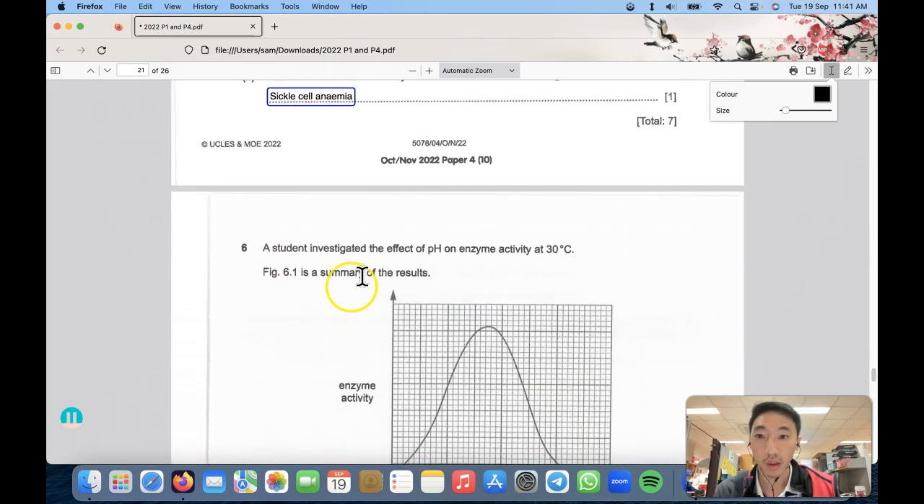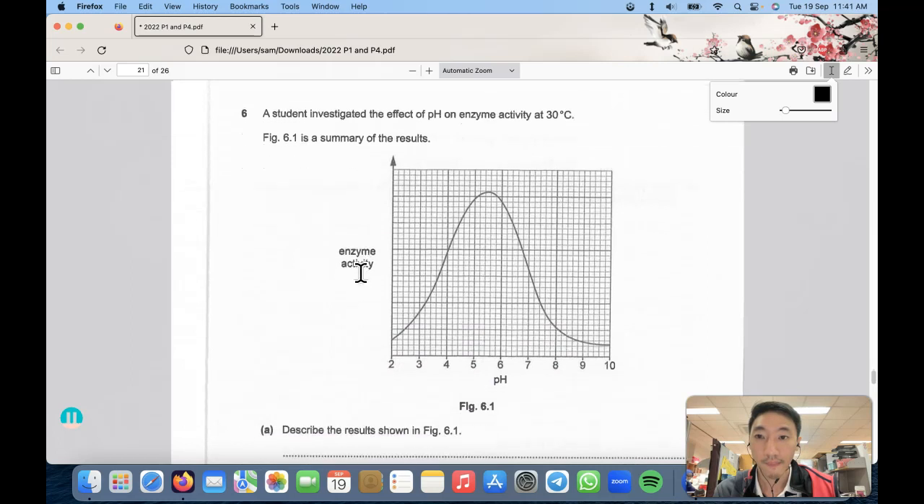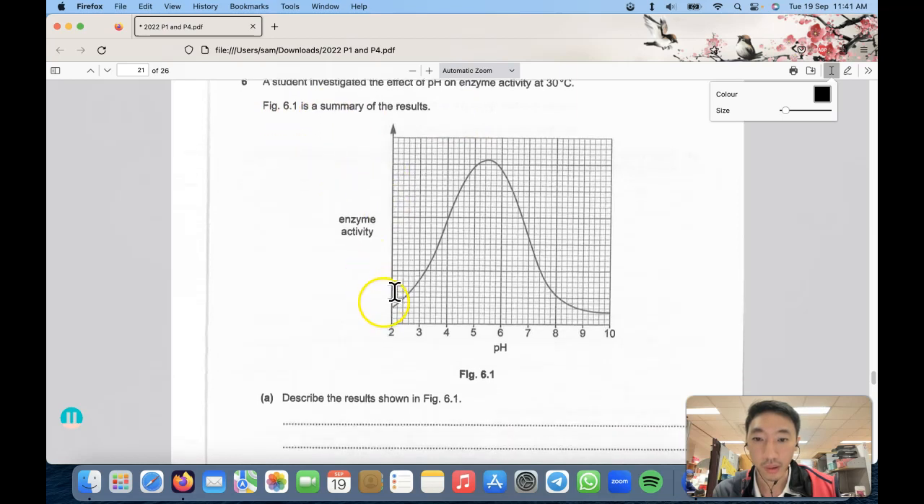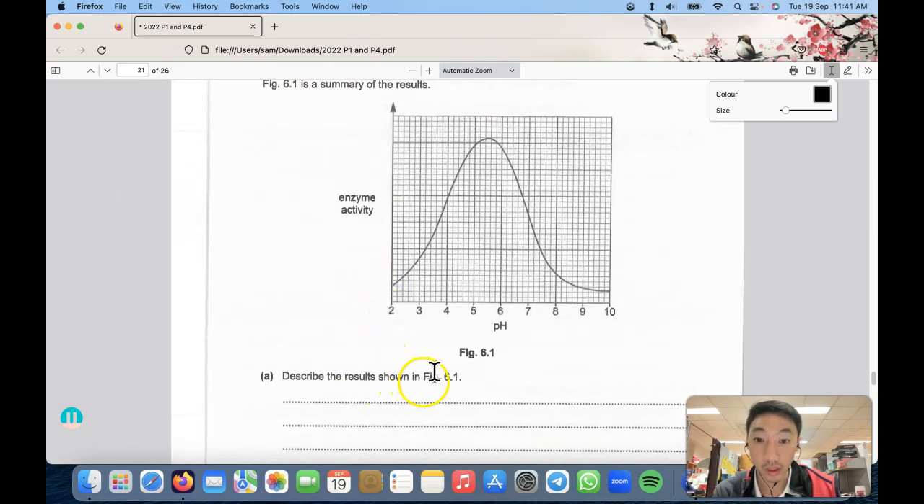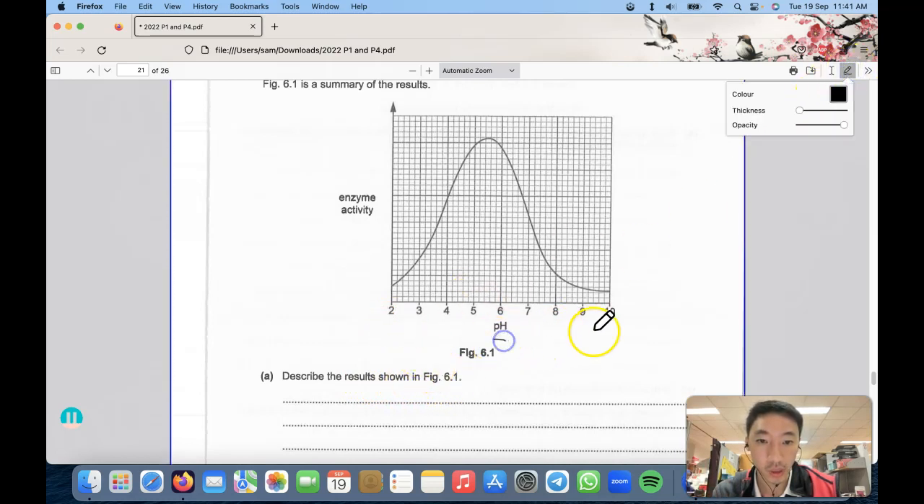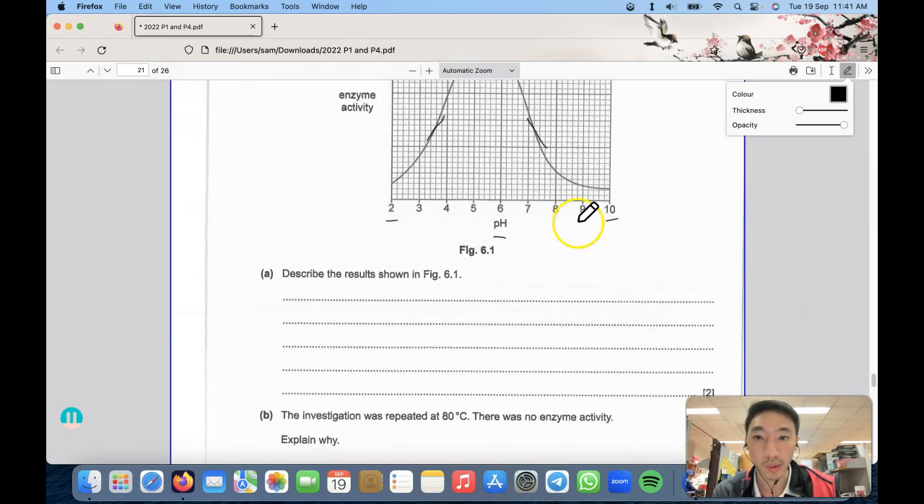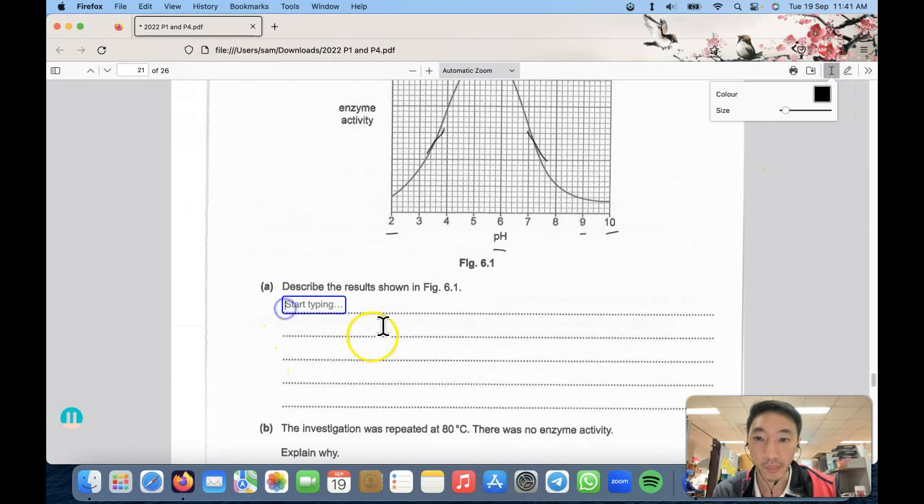Okay, then we have a student who investigated the effect of pH on enzyme activity at 30 degrees. Then figure 6 shows the summary results. So describe the results shown in 6.1. Okay, so for pH, we start at the extremes, which is around here. These are the extremes, 2 and about 10, and then we go up the middle, and then we go to the optimum in the middle. Okay, so describe the results as shown in figure 6.1.